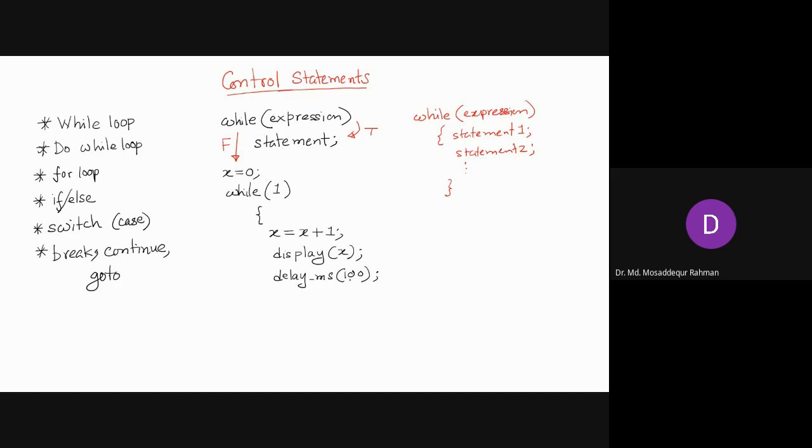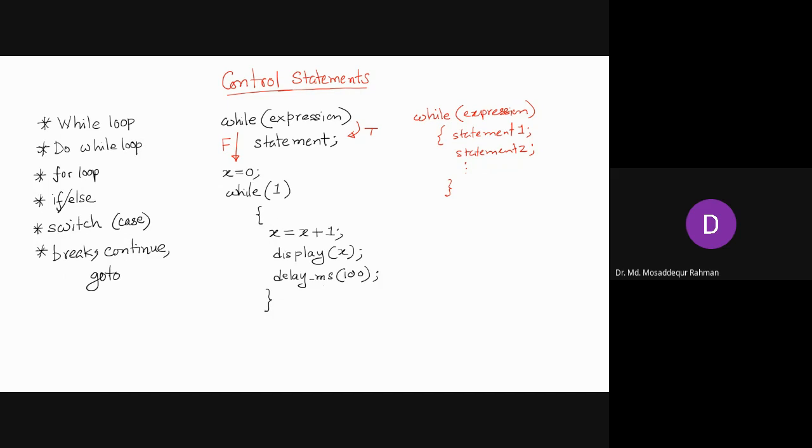The number that you put, when you call this function, will cause the program to pause for this many milliseconds. So after the execution of the statement that displays x, this function will cause the program to pause for 100 milliseconds. Okay. Next, here we close this one.